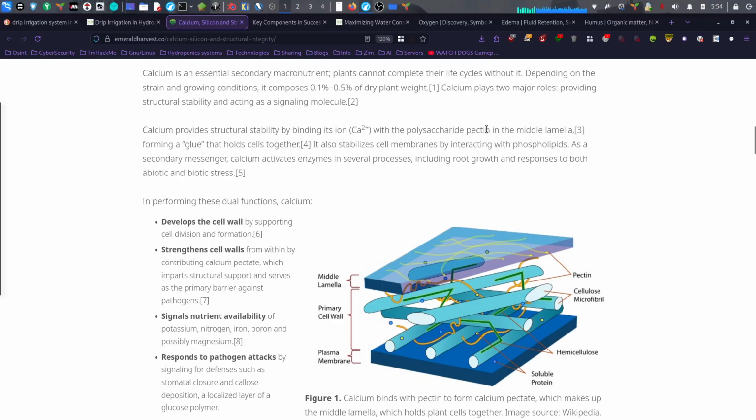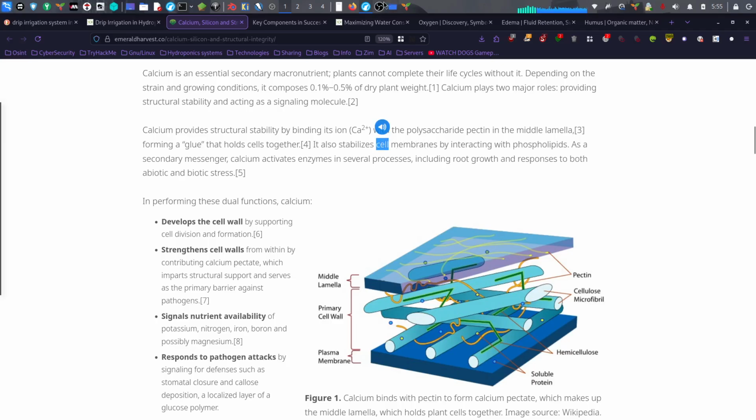with the polysaccharide pectin in the middle lamella, forming a glue that holds cells together. It also stabilizes cell membranes by interacting with phospholipids. Okay, calcium stabilizes cell membranes.